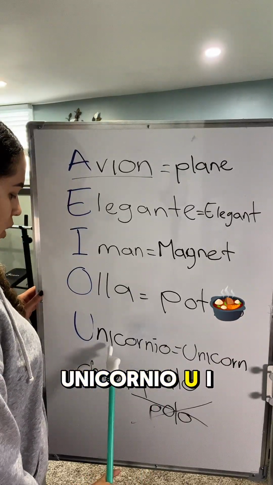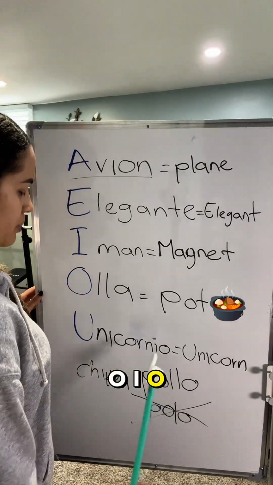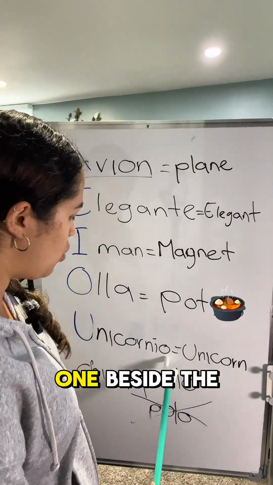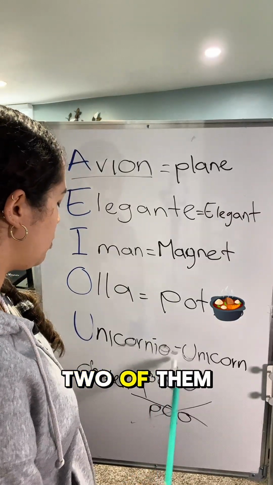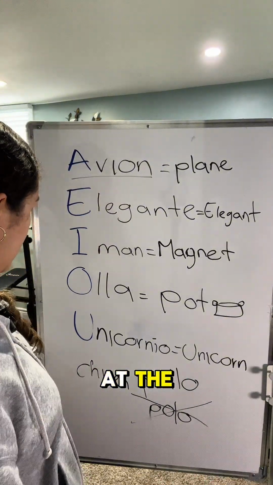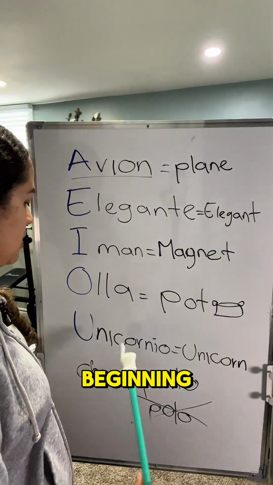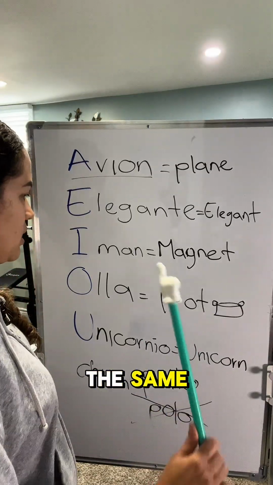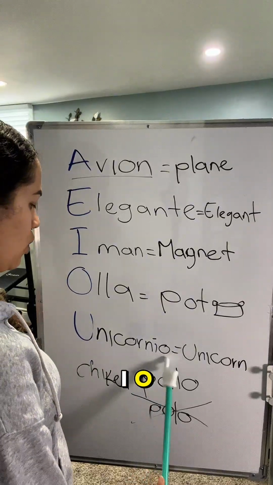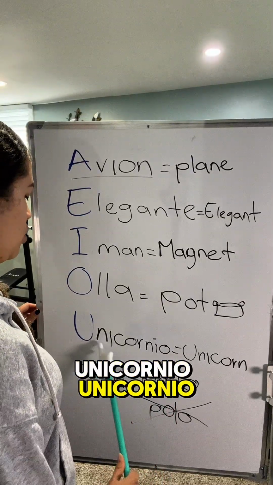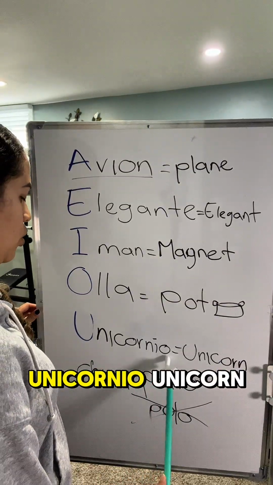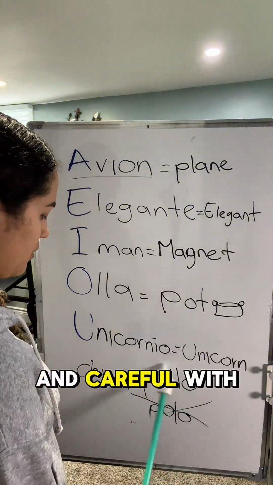Unicornio. U, I, O, I, O. So pay attention. They sound the same. It doesn't matter if it's one beside the other one, two of them together, one in the middle of consonants, one at the end, one at the beginning. Doesn't matter where they are. They always sound the same. A, E, I, O, U. Unicornio. Unicorn.